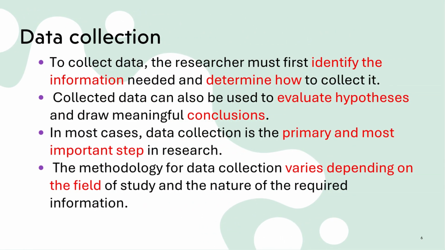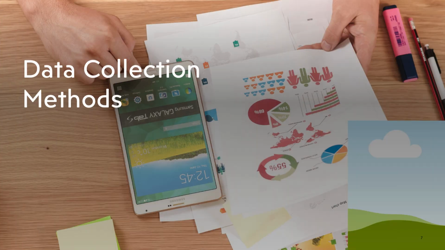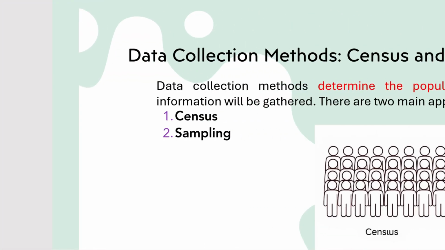To collect data, the researcher must first identify the information needed and determine how to collect it. Collected data can also be used to evaluate a hypothesis and draw meaningful conclusions. In most cases, data collection is the primary and most important step in research, and the methodology for data collection varies depending on the field of study and the nature of the required information. So, how exactly do researchers go about collecting data? Let's explore the key data collection methods used across different fields.